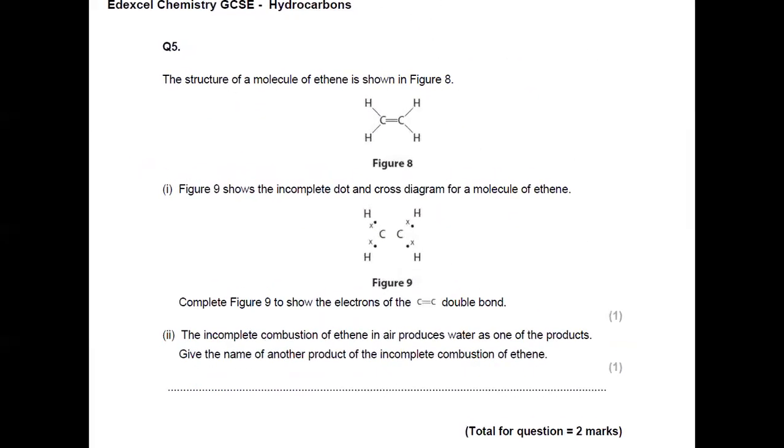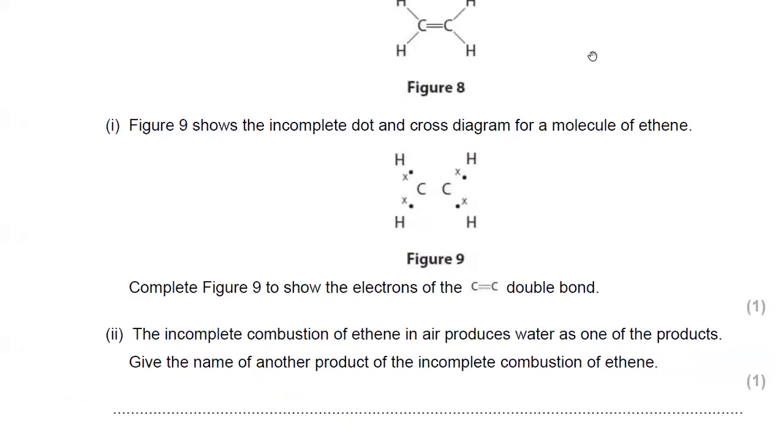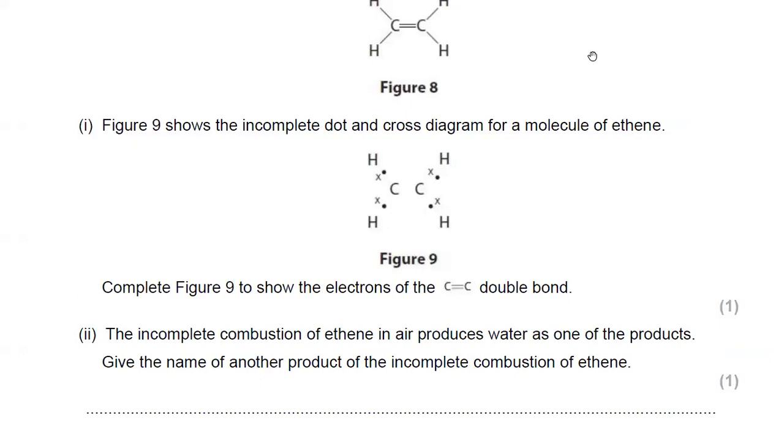Next question, they are saying the structure of a molecule of ethene is shown in figure 8. Figure 9 shows the incomplete dot and cross diagram for a molecule of ethene. Complete figure 9 to show the electrons of C double bond C. There's two dots and two crosses. Yes, we will make two dots and two crosses, like so. So this one pair is one bond and the second pair is the second bond.